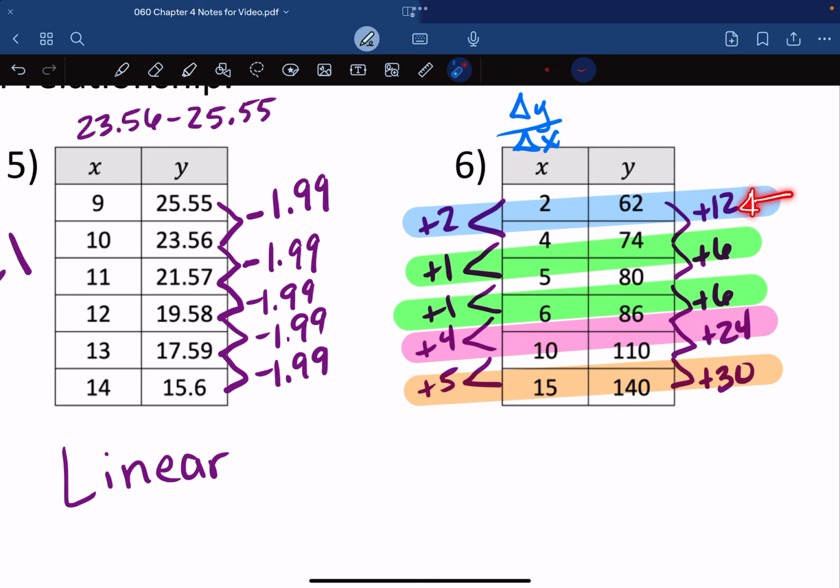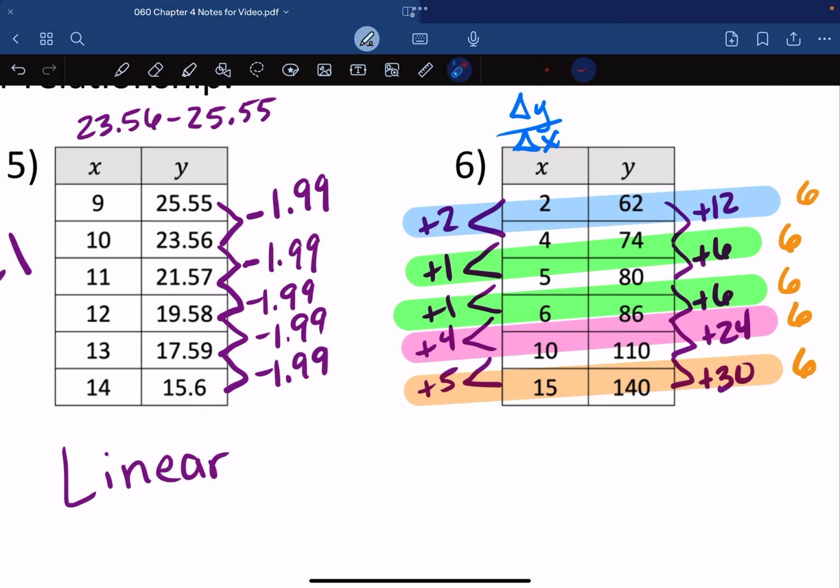So here's the change in y, 12 divided by 2. Well, 12 divided by 2 is 6. And then we have 6 divided by 1, which is also 6. And then we have 6 divided by 1, which is also 6. And then 24 divided by 4, which is also 6. And then 30 divided by 5, which is also 6.